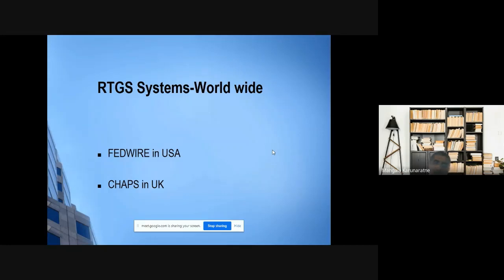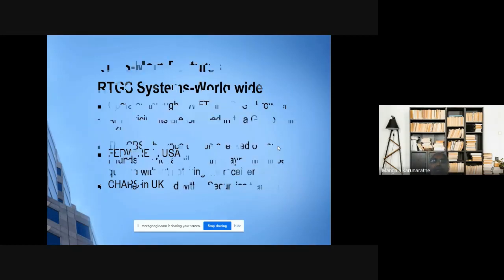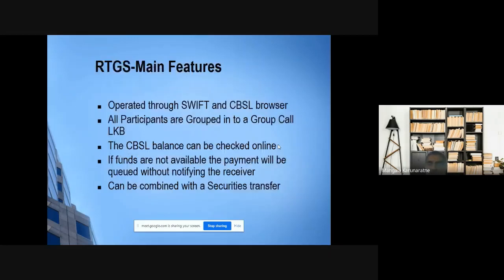And in the UK they call it CHAPS. So when you say Fedwire, it's the USA RTGS system. CHAPS in the UK is the UK RTGS system, right? So the RTGS main features are, we discussed some features earlier, but now I'm going a little deeper into this area. Operated through Swift and CBSL browser.